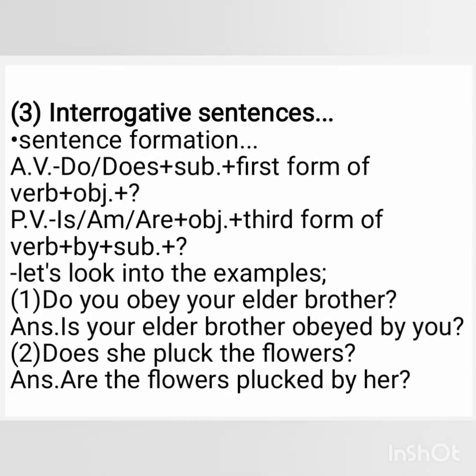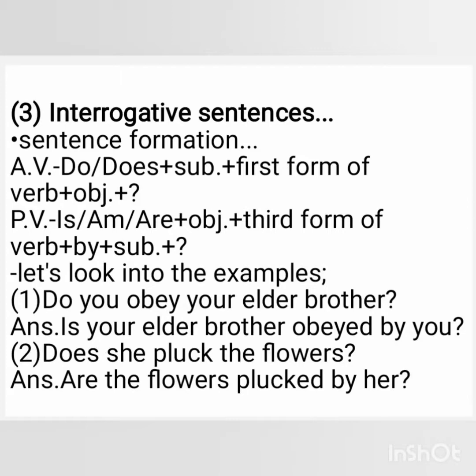Now let's see interrogative sentences. Interrogative sentence means question sentence. Now let me tell you the sentence formation. In active voice, it will be do/does plus subject plus first form of verb plus object plus question mark. And in the passive voice, it will be is/am plus object plus third form of verb plus by plus subject plus question mark.